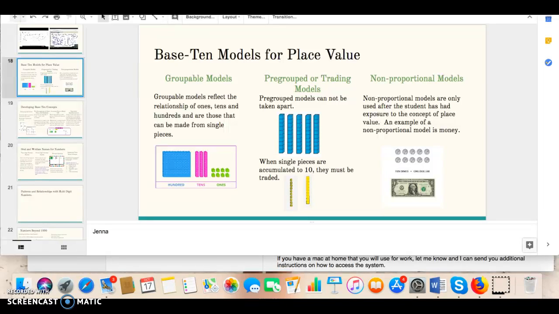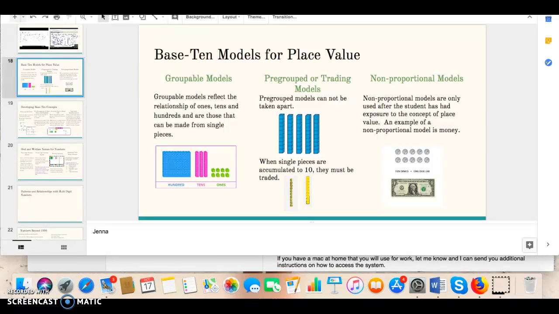Non-proportional models. Non-proportional models are only used after the student has had exposure to the concept of place value. An example of a non-proportional model is money. A lot of times non-proportional models need to be used after the students have been exposed to base 10 models, but it is set up for students who are struggling with understanding the base 10 model. So most students are familiar with money.